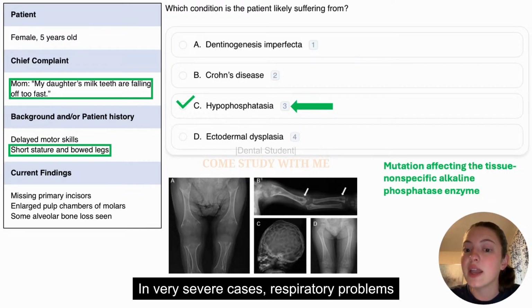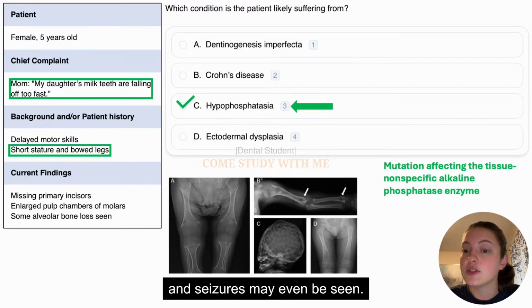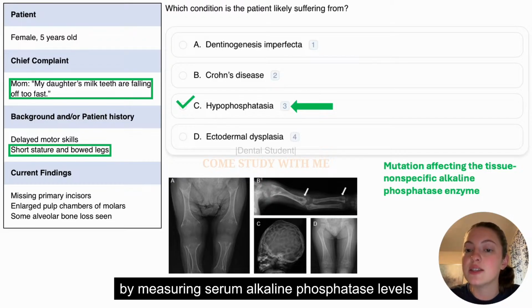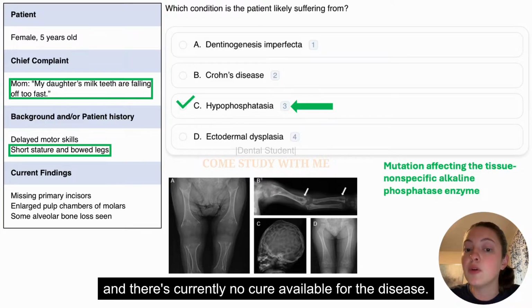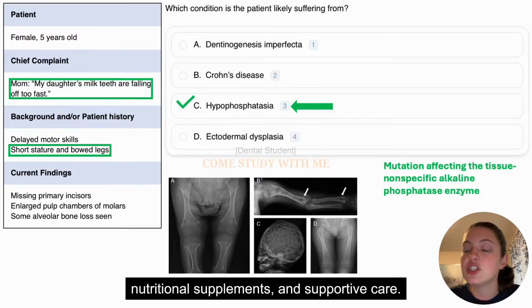In very severe cases, respiratory problems and seizures may even be seen. Now, this condition is diagnosed by measuring serum alkaline phosphatase levels, and there's currently no cure available for the disease. Treatment includes enzyme replacement therapy, nutritional supplements, and supportive care.